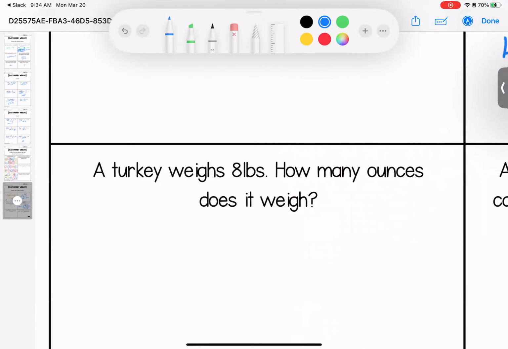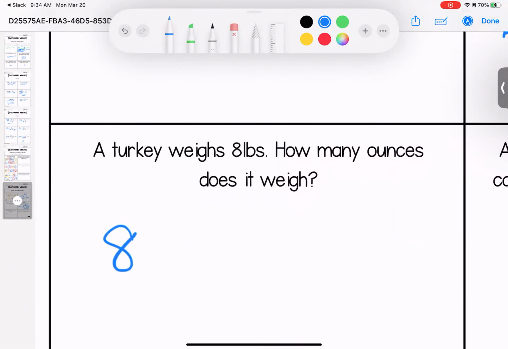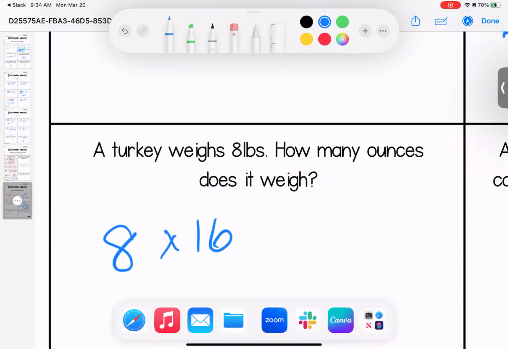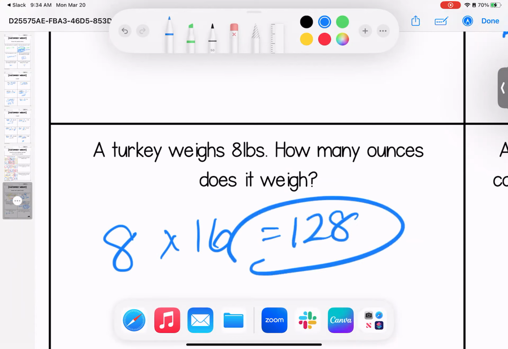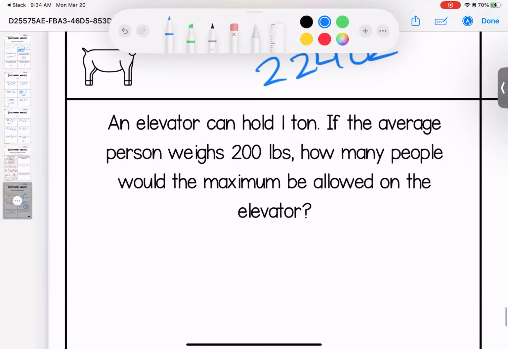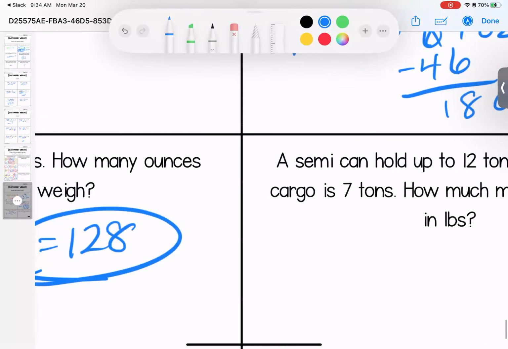A turkey weighs 8 pounds. How many ounces is it? So I need to do 8 times 16. And when I do 8 times 16, I get 128. Oh, I missed one. All right, we'll come back to that one.